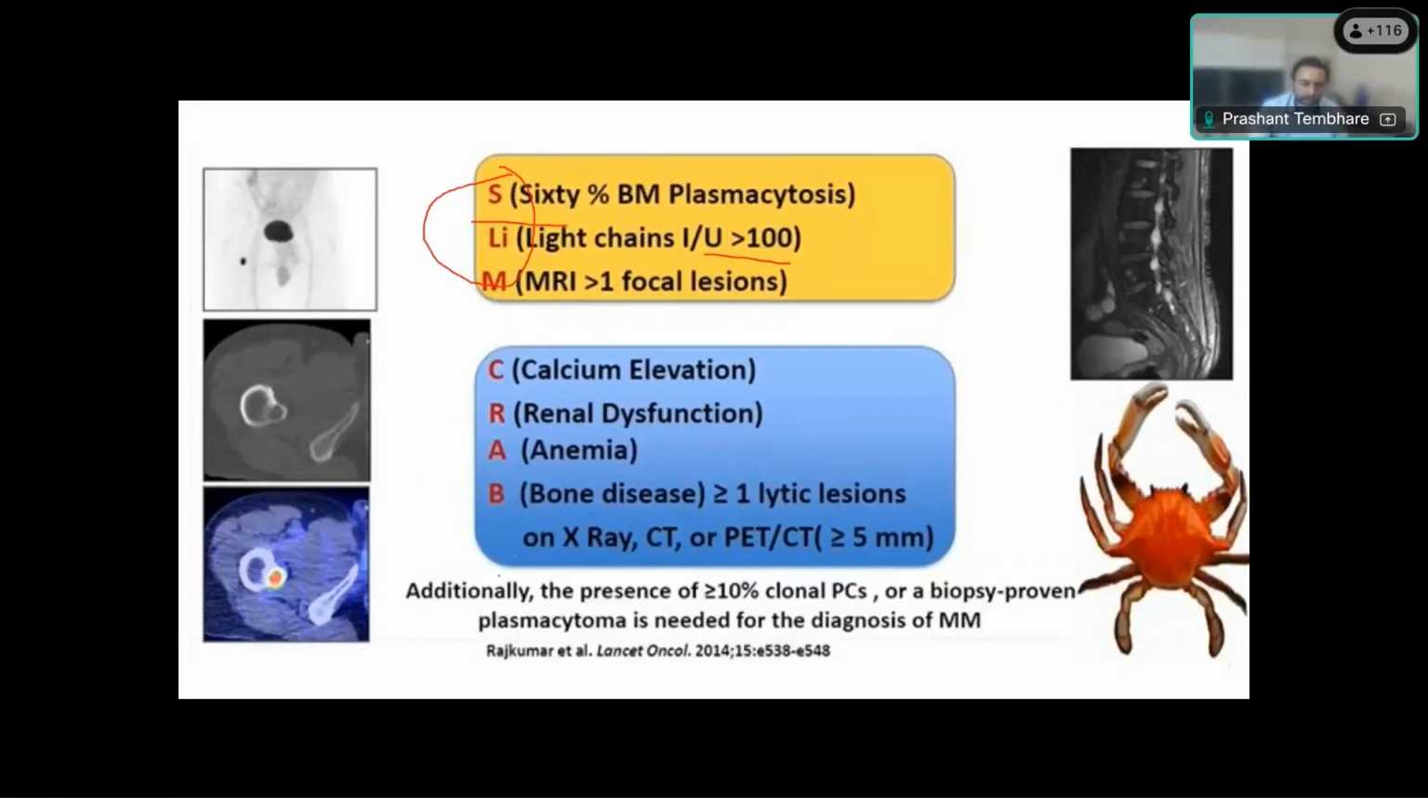Additionally, you have to remember when you are considering these criteria, there has to be presence of more than 10% clonal plasma cells in the bone marrow. It mentions clonal plasma cells. So just 10% plasma cells is not enough. You have to confirm they are clonal. So these are the criteria for multiple myeloma.